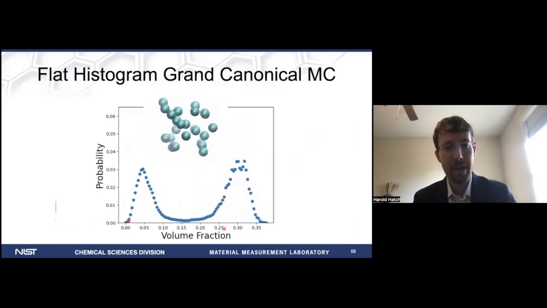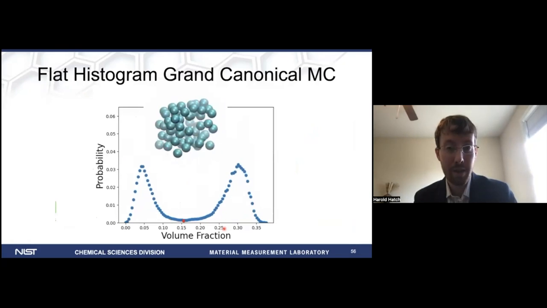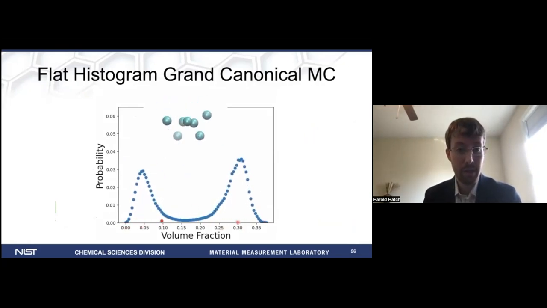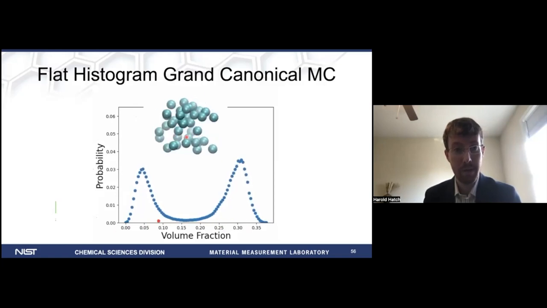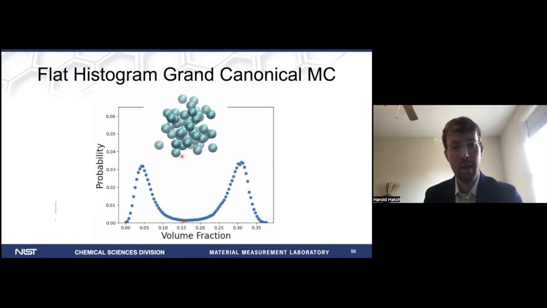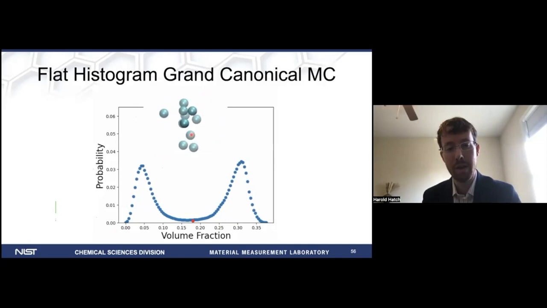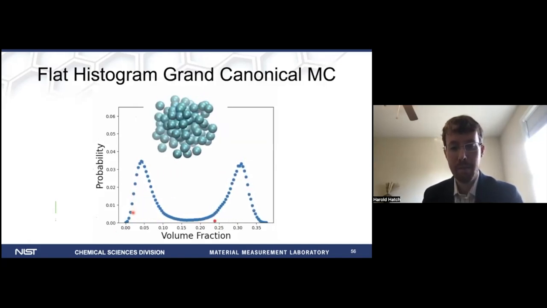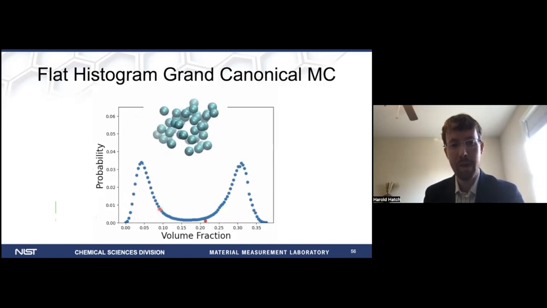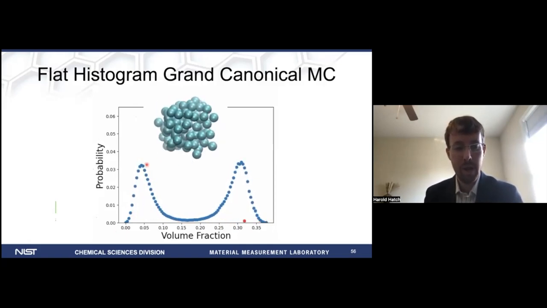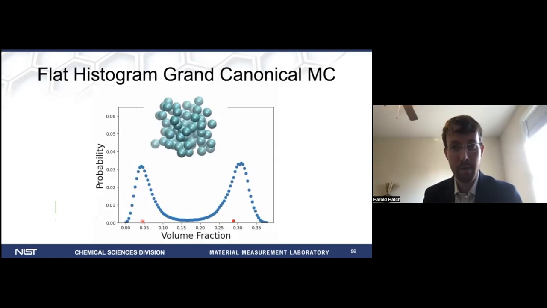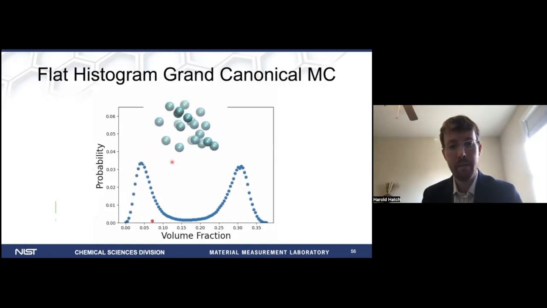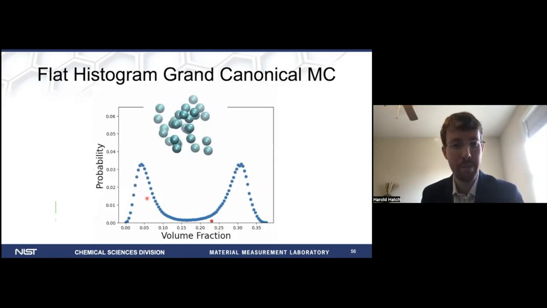So here's an example of flat-histogram grand canonical Monte Carlo simulations, where the volume fraction is changing. This red dot corresponds with this instantaneous configuration of Lennard-Jones particles that are being inserted and deleted from the simulation. And we can look at the probability of transitioning between different numbers of particles, and that allows us to calculate the probability of the vapor and the liquid, and rigorously calculate phase diagrams that way.